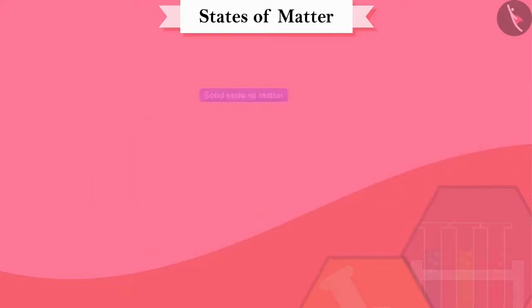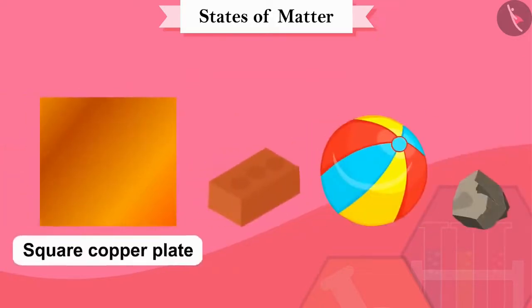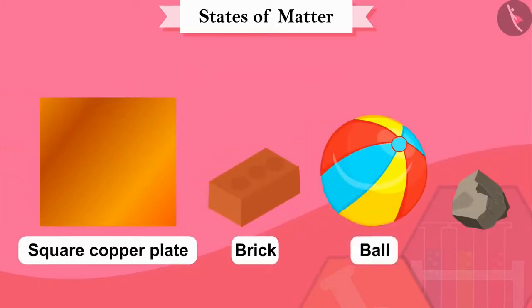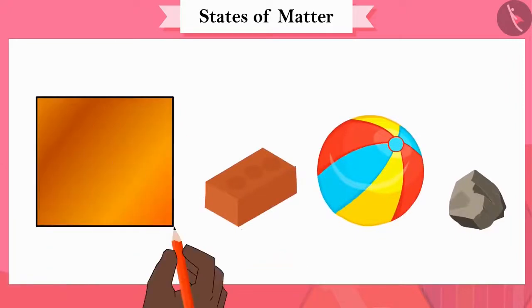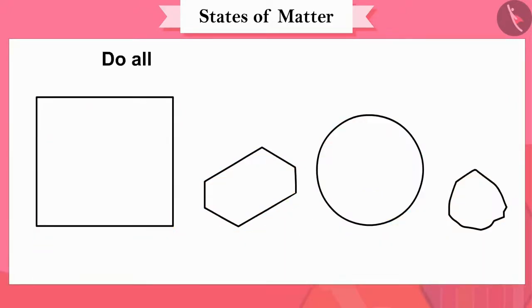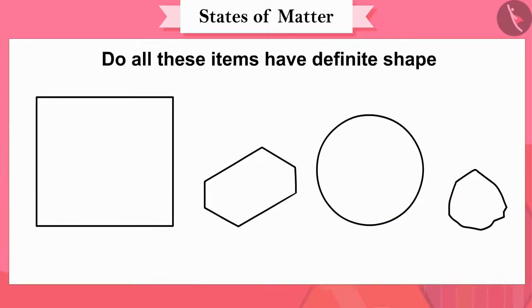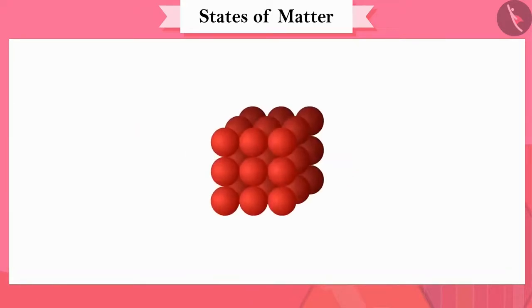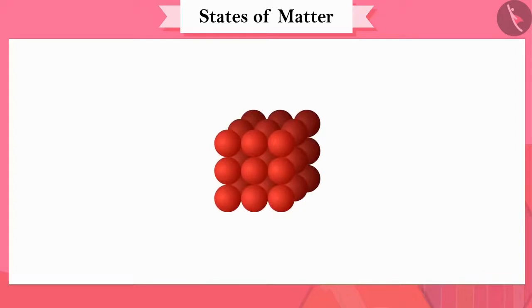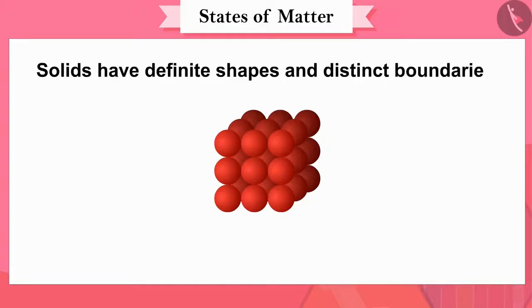First of all, we will study solid state. Collect these items: square copper plate, brick ball and stone. Now, draw the shape of all these objects with a pencil on a paper. Do all these items have definite shape and clear boundaries? All these things are in solid state of matter. Therefore, we can say that solids have definite shapes and distinct boundaries.